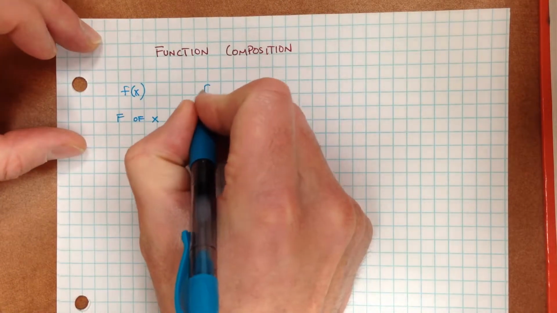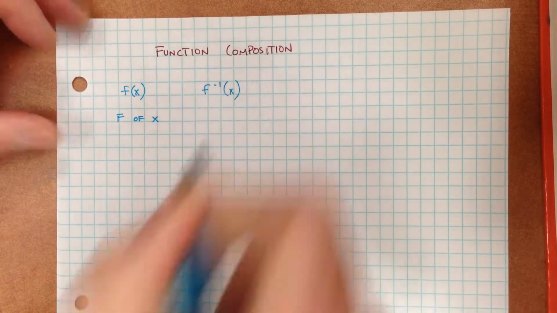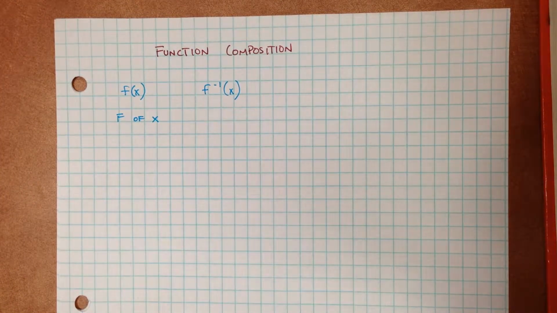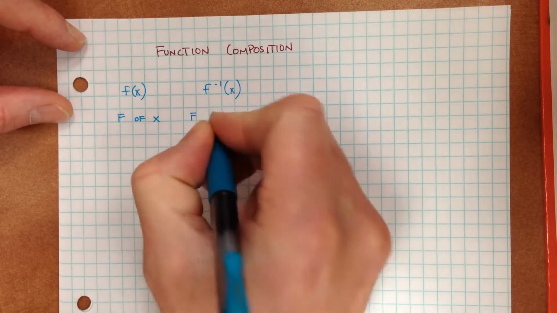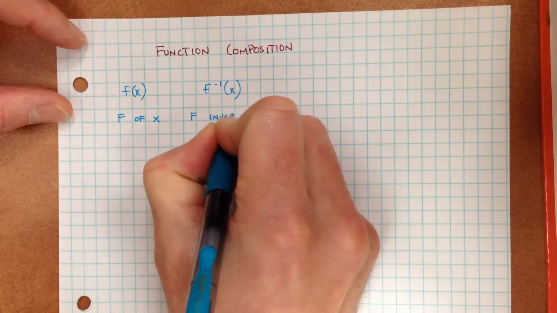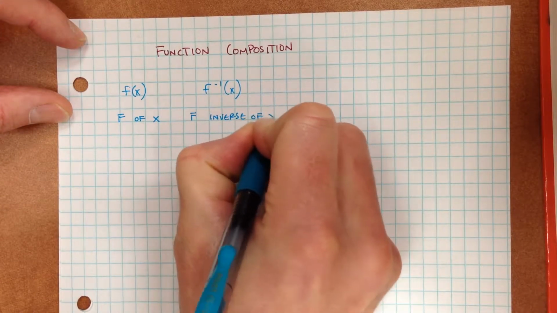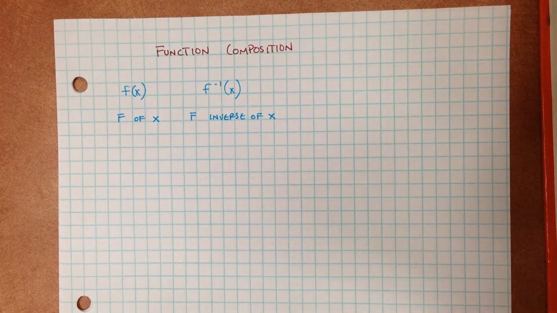If you had this, that is not a -1 exponent, although that is what it looks like, so don't be trying to apply your properties of exponents right here. This is f inverse of x. F inverse of x.